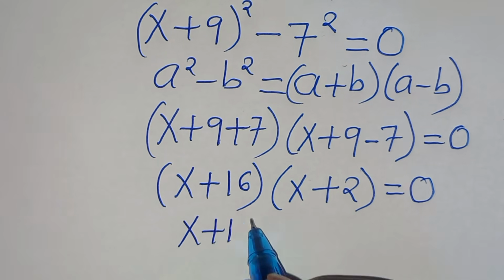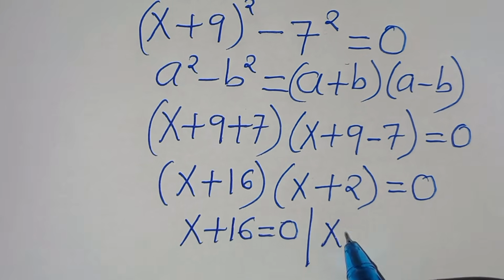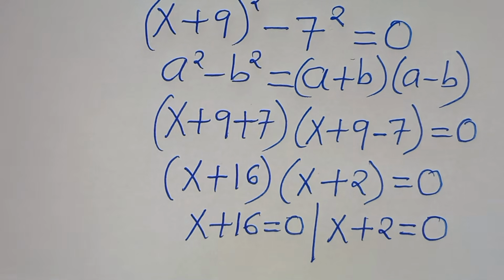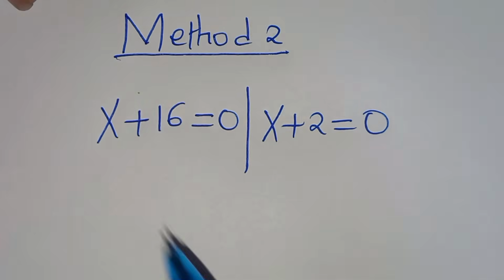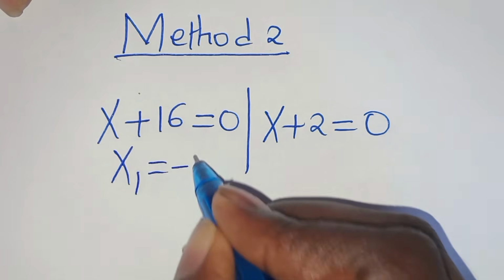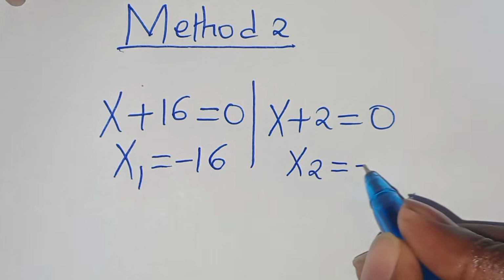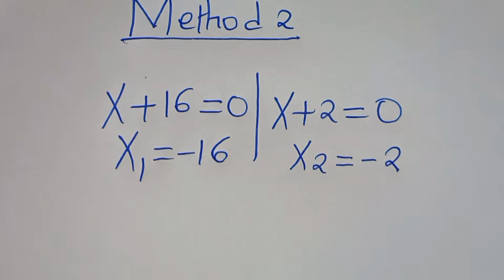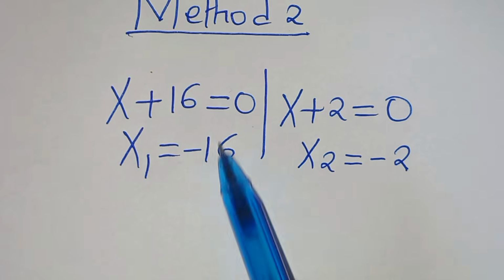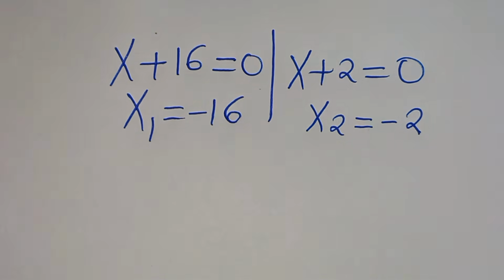So we have got two parts here. We have x + 16 = 0, and then x + 2 = 0. So x1 is equal to negative 16, and x2 is equal to negative 2. So by applying method 2, we have the values of x: x1 is minus 16, x2 is minus 2. Now let's proceed to the third method.